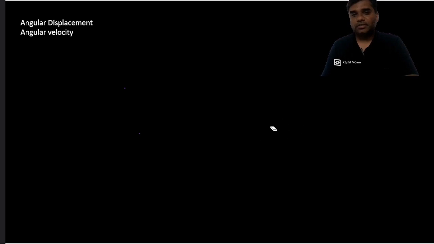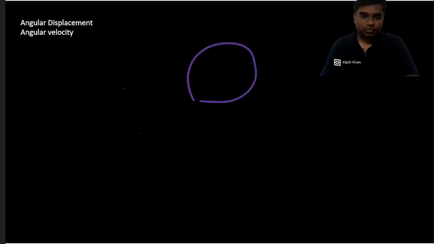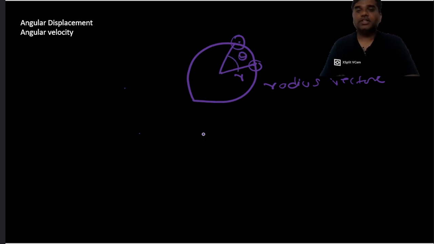Now let's take what is angular displacement. This is the circle, and this is the center point. This is the first position of the particle, and this is r, a radius vector. Now this is the second position. The angle between these two positions is theta.